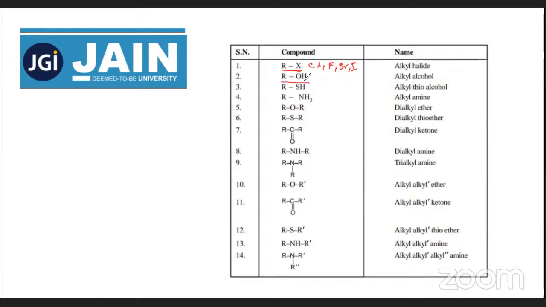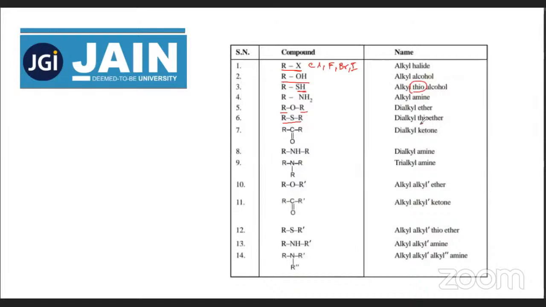This is ROH. The common name for this is alkyl alcohol. RSH, because you just read this, wherever you find sulfur, you'll find the word thio. So this is thioalkyl alcohol. This all is for the common name. NH2 is alkyl amine. ROR is dialkyl ether. On both sides, I have an alkyl group. So if I have methyl, I write dimethyl ether. If I have ethyl, I write diethyl ether.